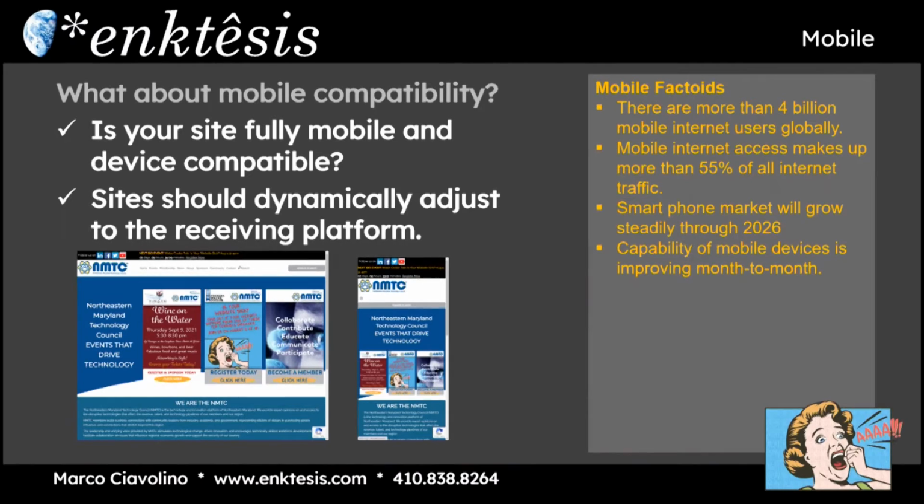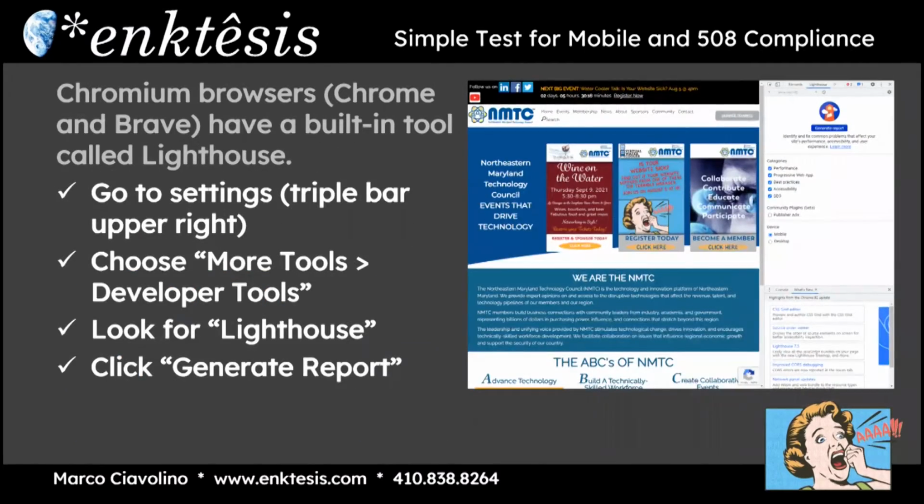Mobile internet makes up more than 50% of all internet traffic, and it's going to grow steadily through 2026, at least projected for the next 5-6 years. And the capability of the devices improves month to month. And so if your site does not work dynamically in mobile views, you need to fix it. So here's a way to test it.